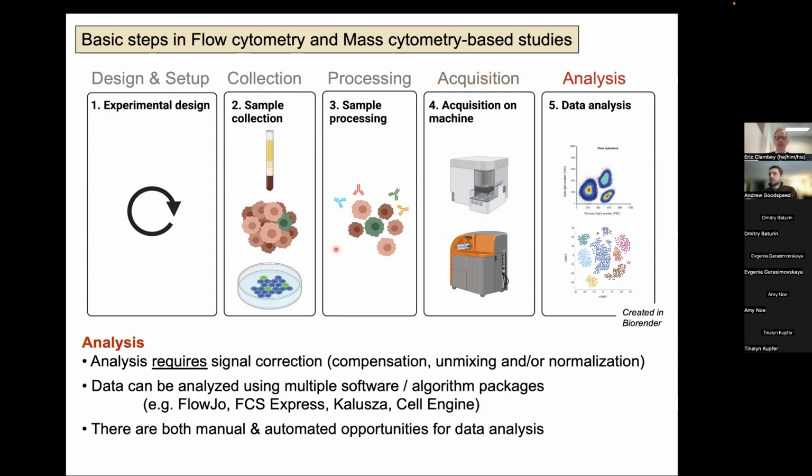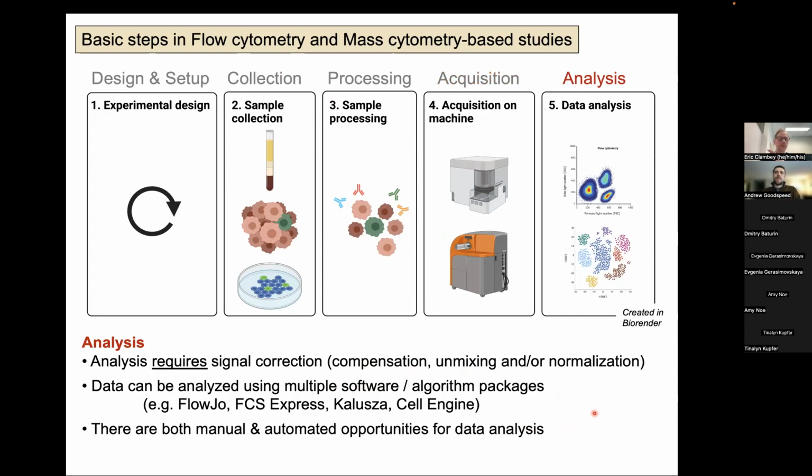So regarding analysis, and I'll go into more depth on this, but analysis requires signal correction. I can't emphasize this enough. Now, there are different types of signal correction depending on the technology. Compensation is commonly applied for conventional flow cytometry, unmixing is commonly used for spectral flow cytometry, and normalization is commonly used for CyTOF.